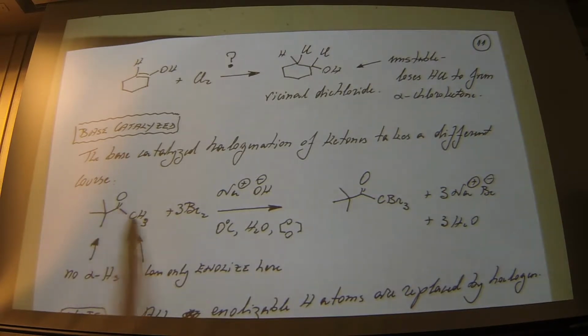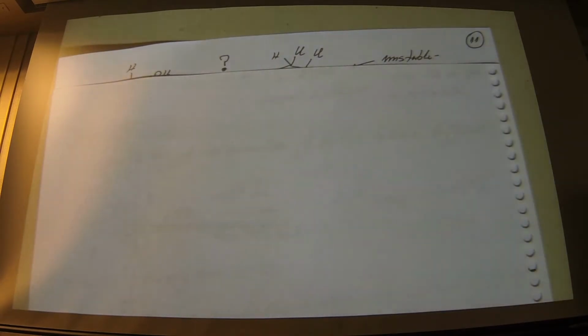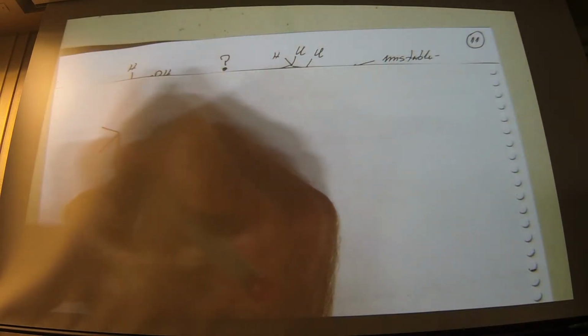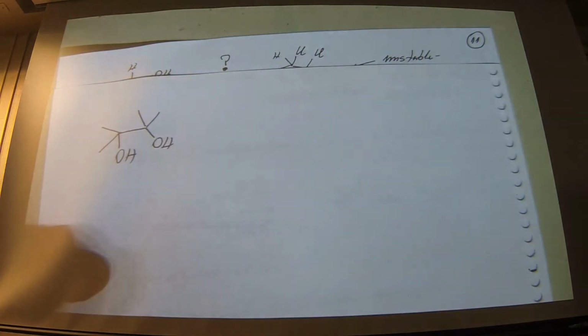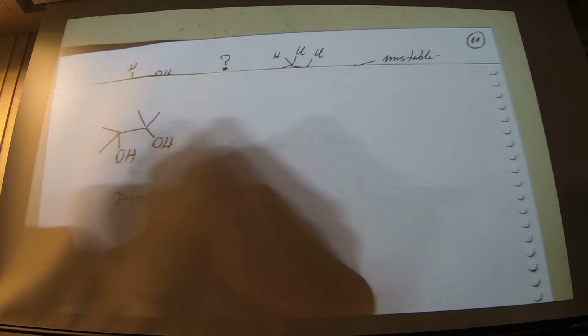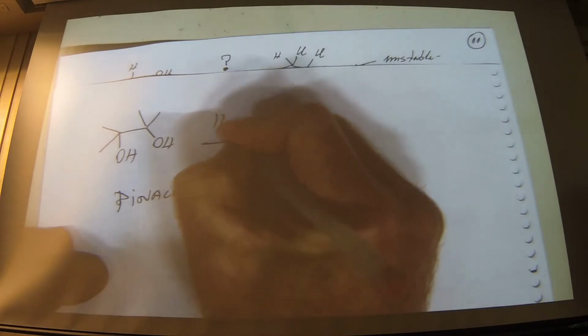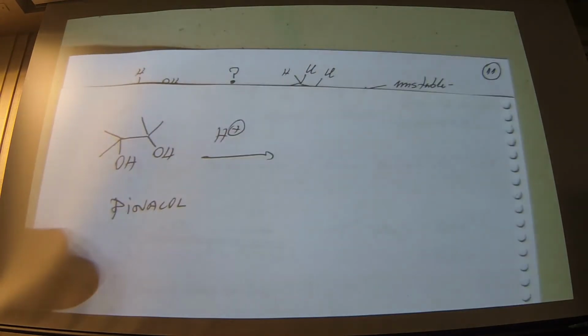This is called pinacolone, actually, and why is this called pinacolone? Because of a rearrangement that you have seen, and the rearrangement is this. I have this diol. That diol is called pinacol. Don't ask me why. And if I treat this with acid, somebody tell me, what's the first step?